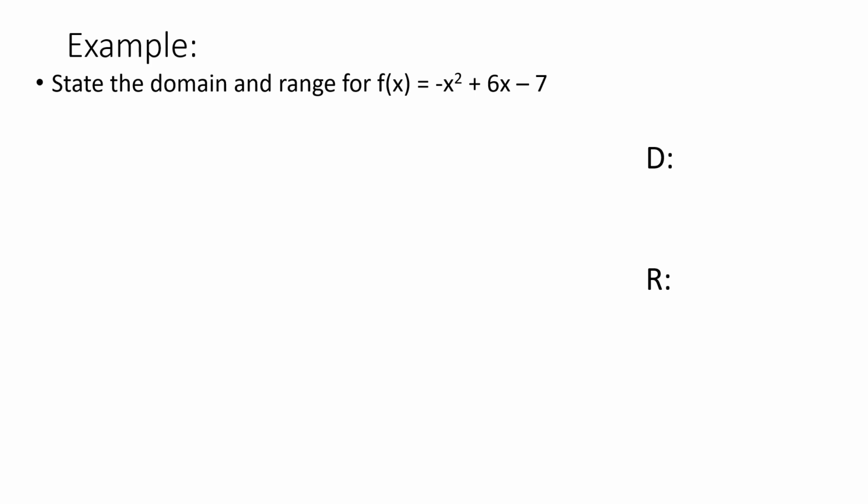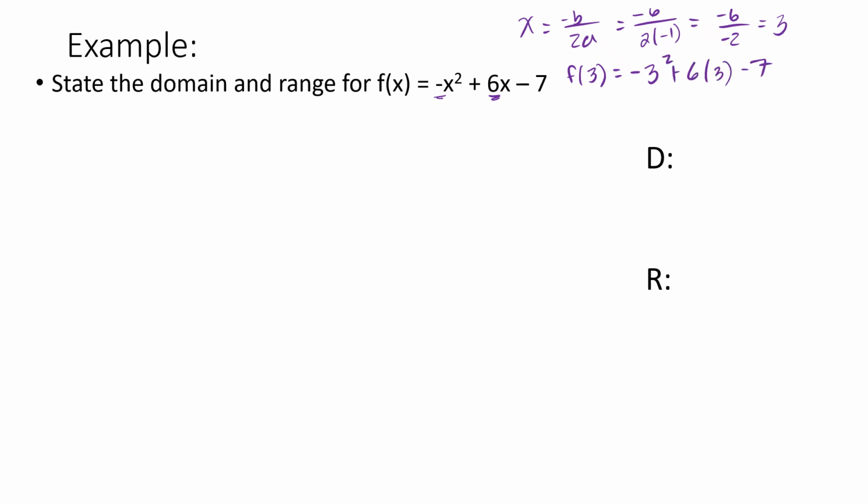And again, you could use that formula. So you could do the opposite of b over 2a. So my b value is 6, my a value is -1. So it would be the opposite of 6 over 2 times -1. So I'll have -6 divided by -2, which is +3. And then you would plug in that 3, and that would tell you what your y value is.